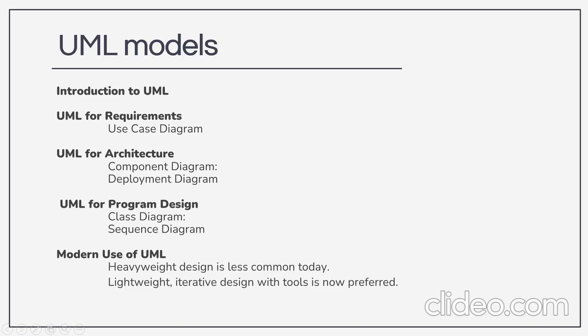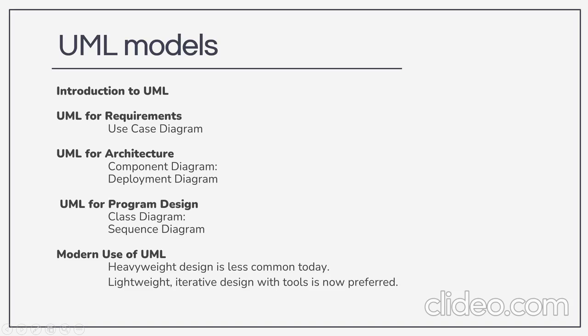In heavyweight design, all the specifications are finalized before coding begins. This method prioritizes thorough planning but may lack flexibility. Lightweight design, by contrast, starts with an outline of requirements and refines details iteratively during coding.